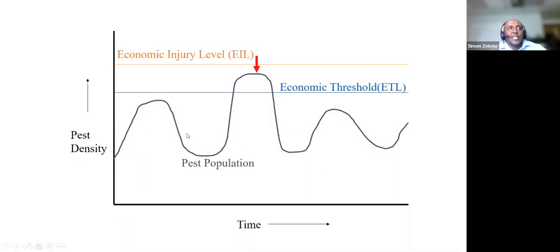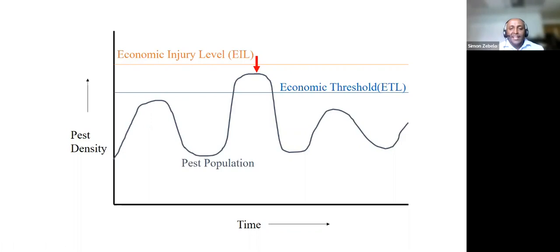But if the population of the fly passes the economic threshold level, before it reaches the economic injury level, we must use a chemical or pesticide control in order to keep the population below the economic threshold level. So this is very important always, because that level, the economic threshold level, this blue line that you see here, has to be determined either through research or through a very clear monitoring system.